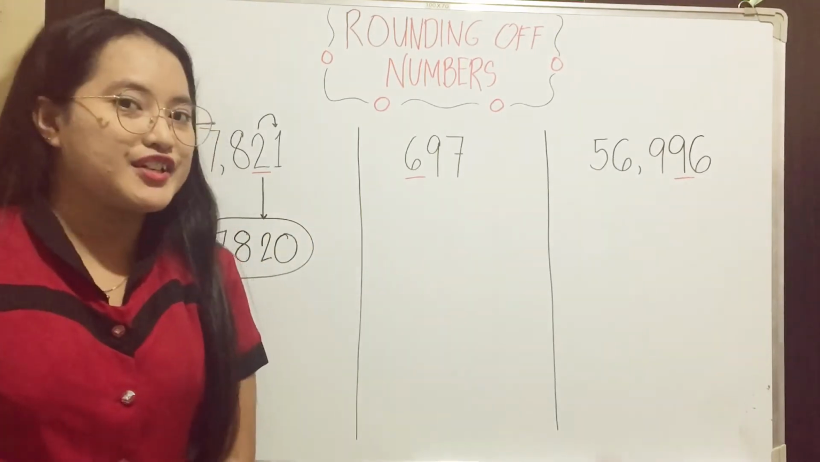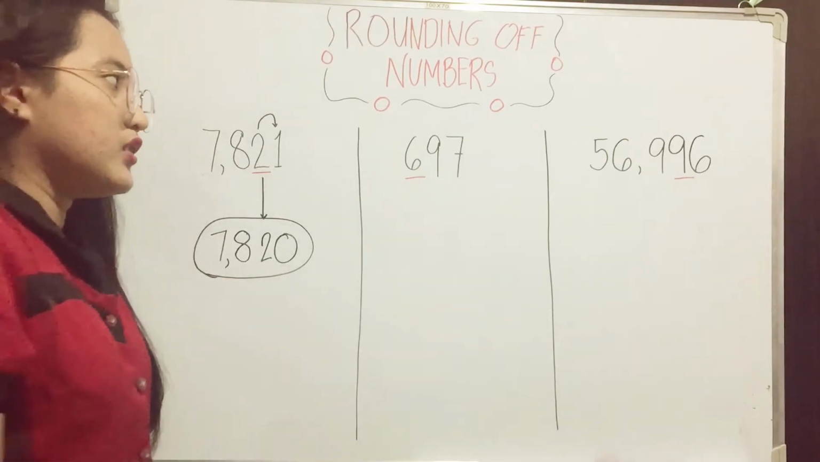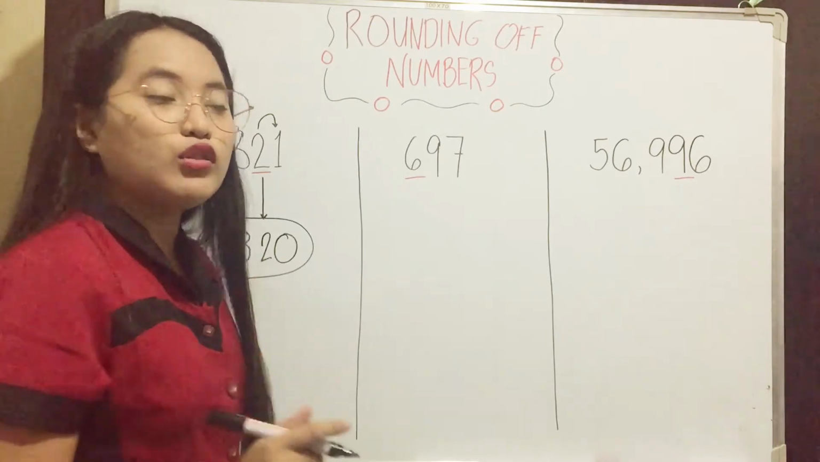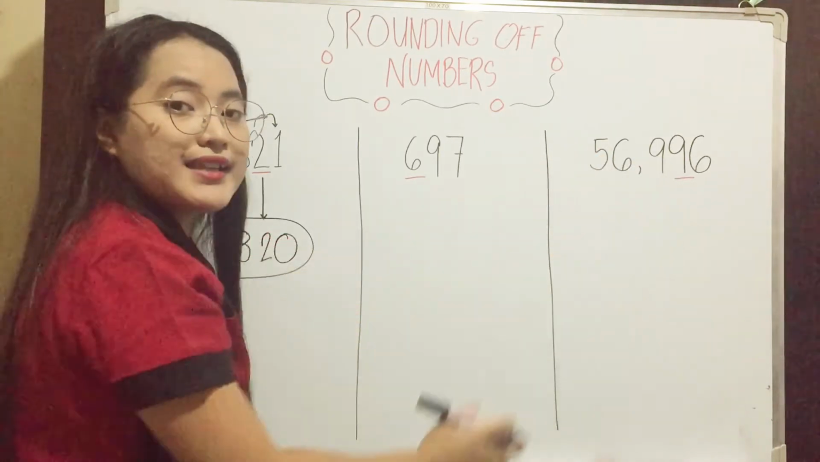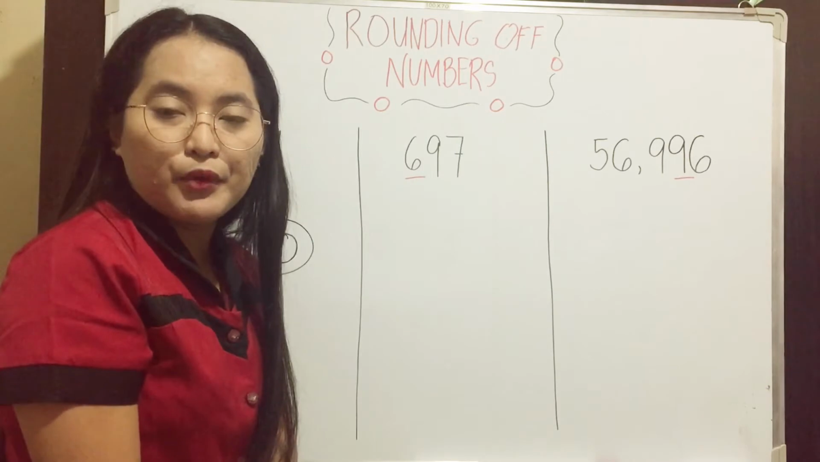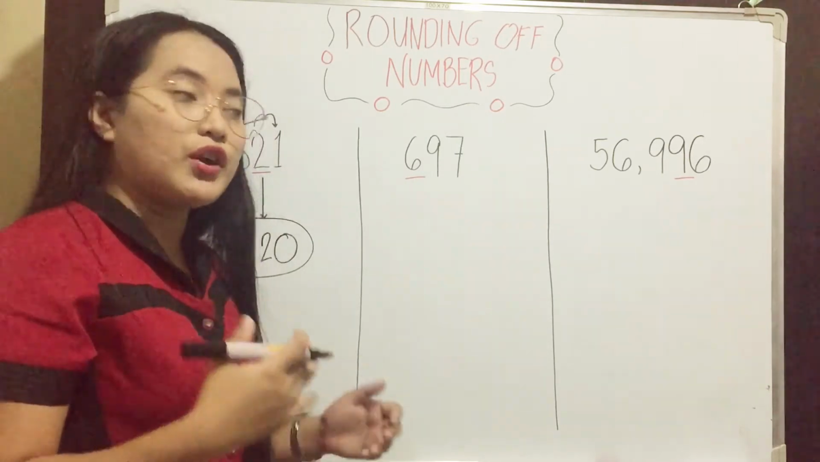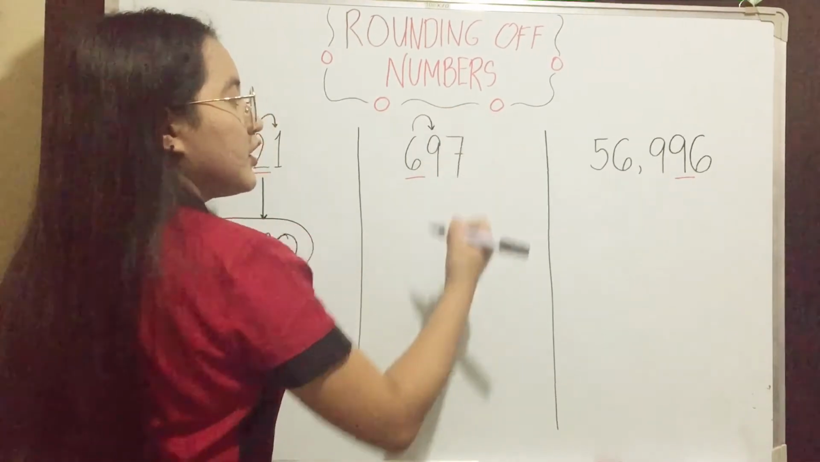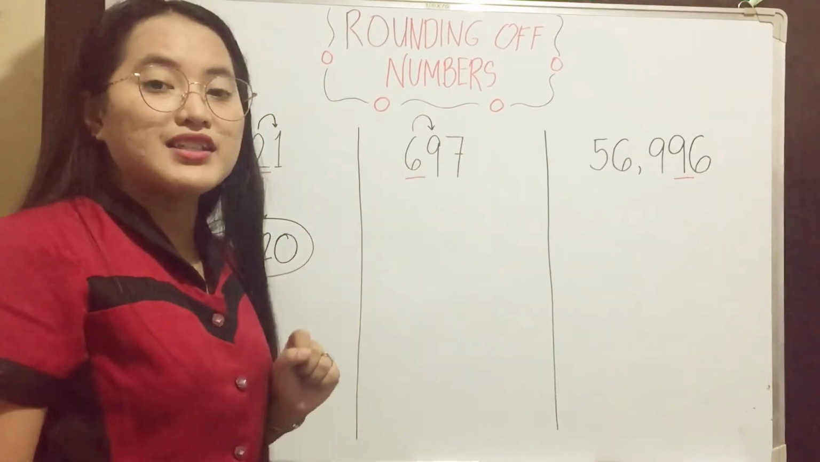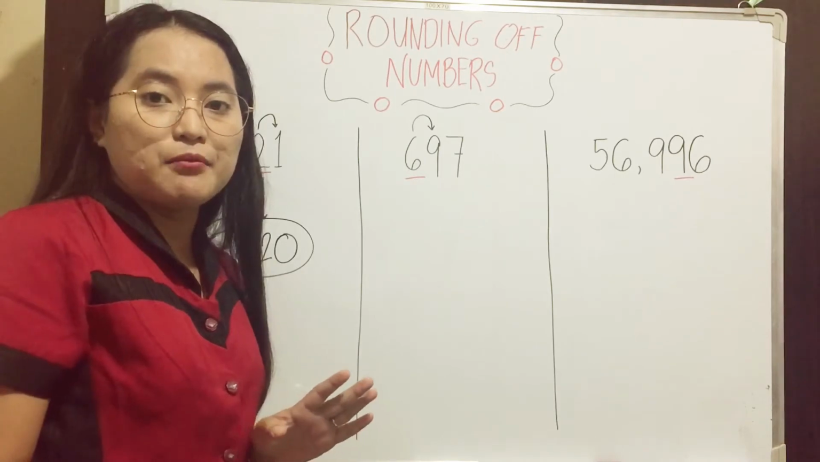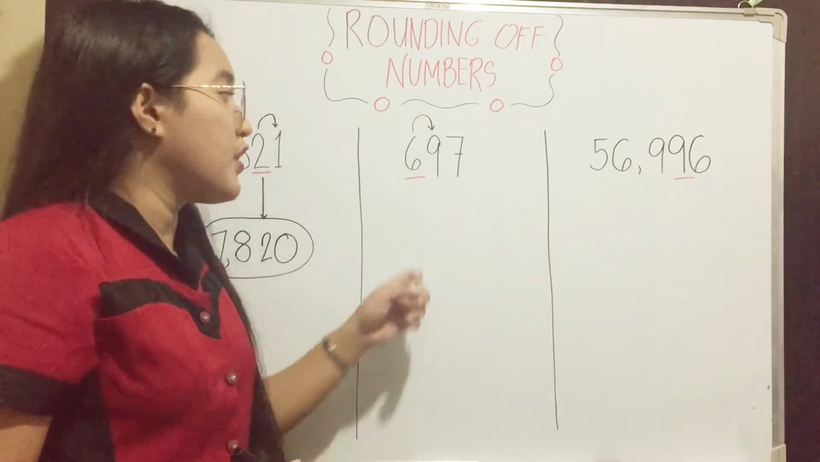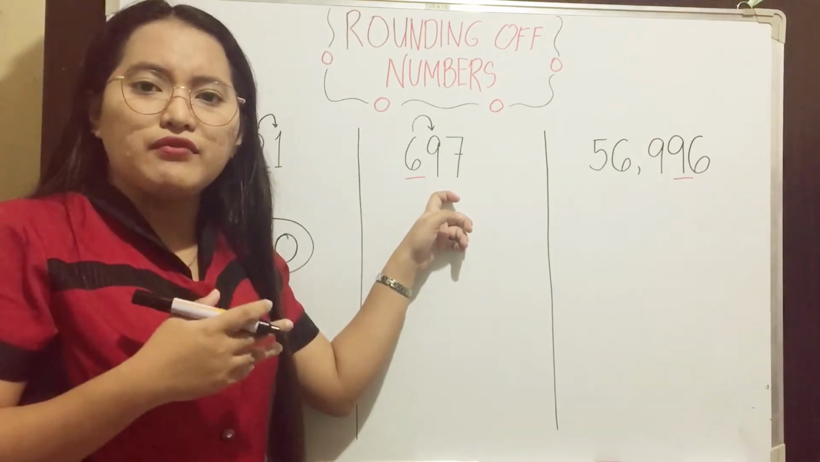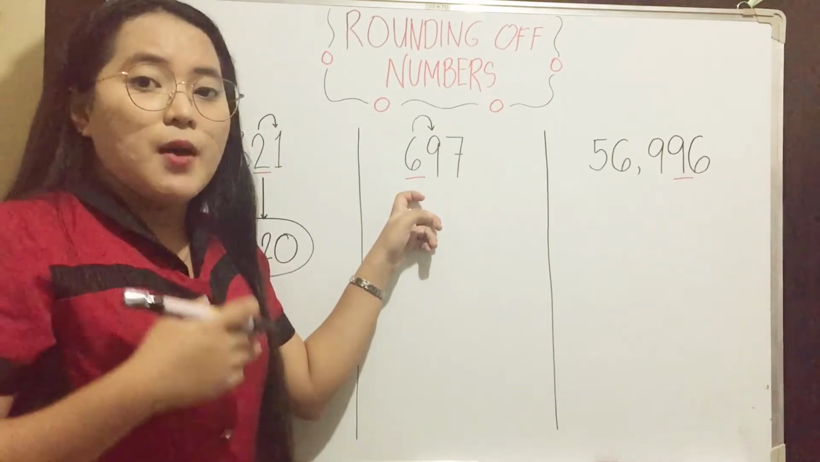Let's answer the second given number. First rule, what is that again? Try to look to the right side of the underlined number, the number that we have to round off. What is the number at the right side? Very good. It's 9. So, because 9 is more than 5, what will happen to 6?